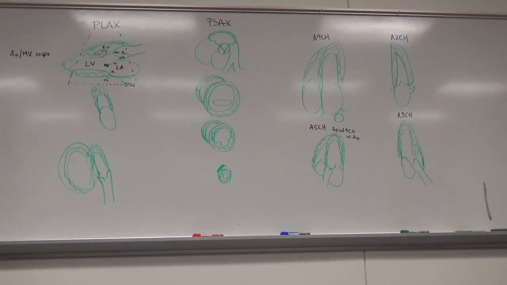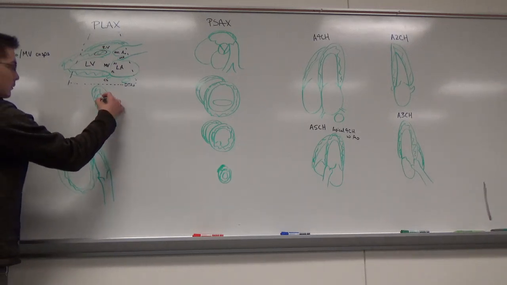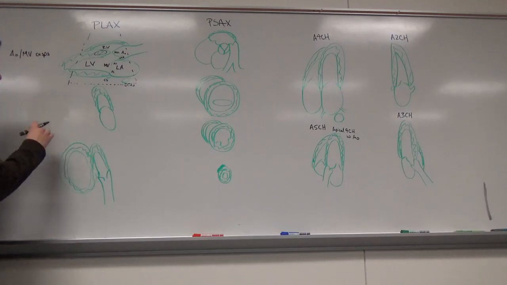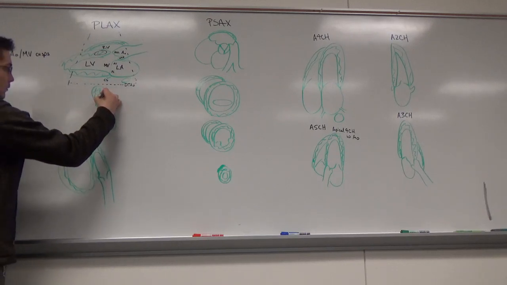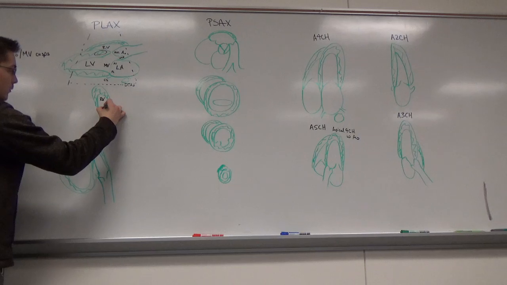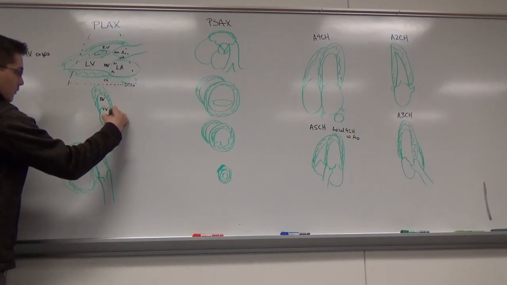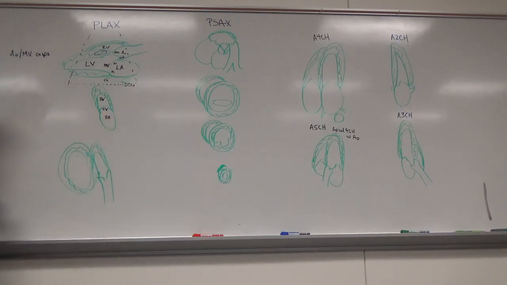So continuing on, the next view then is our tricuspid valve view. So what are we seeing in the tricuspid valve view? You see right ventricle, tricuspid valve, and right atria. Okay?